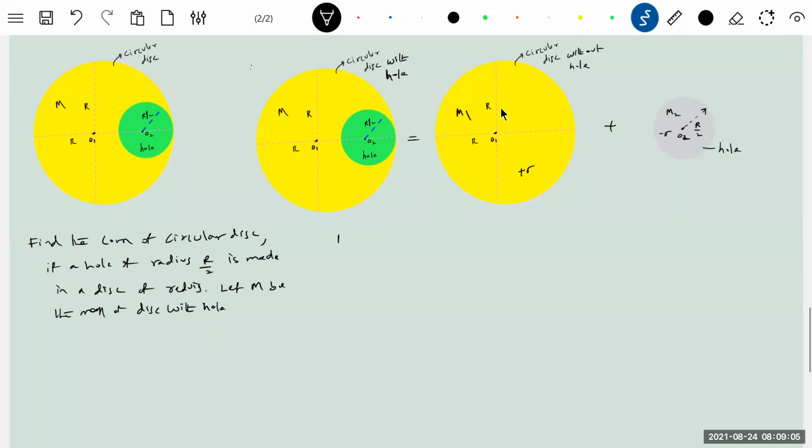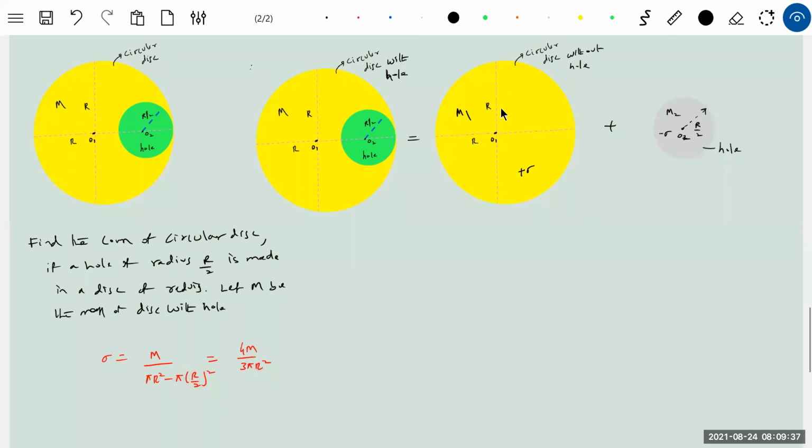First, what is M1? For that, we should know the sigma for this. What is the sigma? How do you define it? M by pi r square minus pi (r by 2) whole square, so this will be 4m by 3 pi r square. This is the area density of this circular plate. Because in pi r square you are going to remove this particular part where there is no mass, so you should subtract that area where no mass is present.